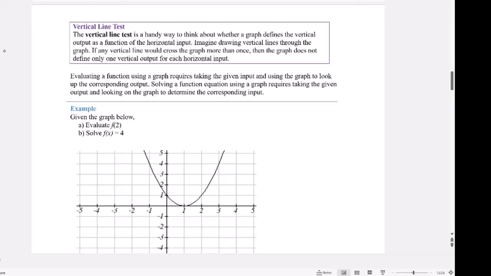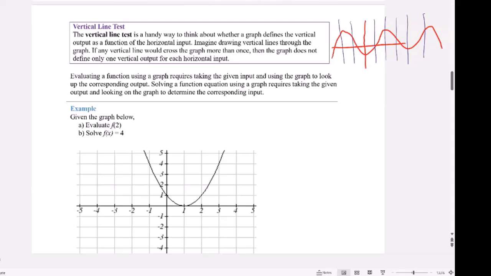Imagine drawing vertical lines through the graph. If any vertical line crosses the graph more than once, then the graph does not define a function, okay? For example, let's make up another one. So let's say I have a graph that looks like this. Well, I can put a vertical line anywhere. And notice it's only going through one point. Doesn't matter where I put it. It's going to only go through one point.